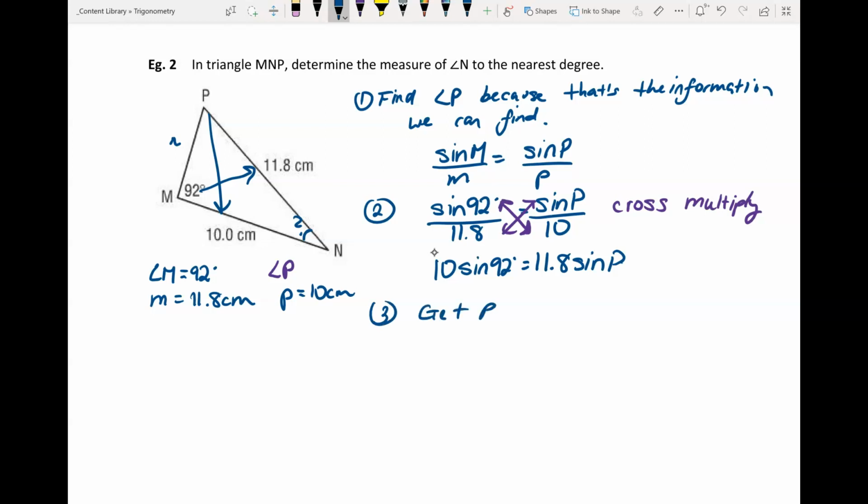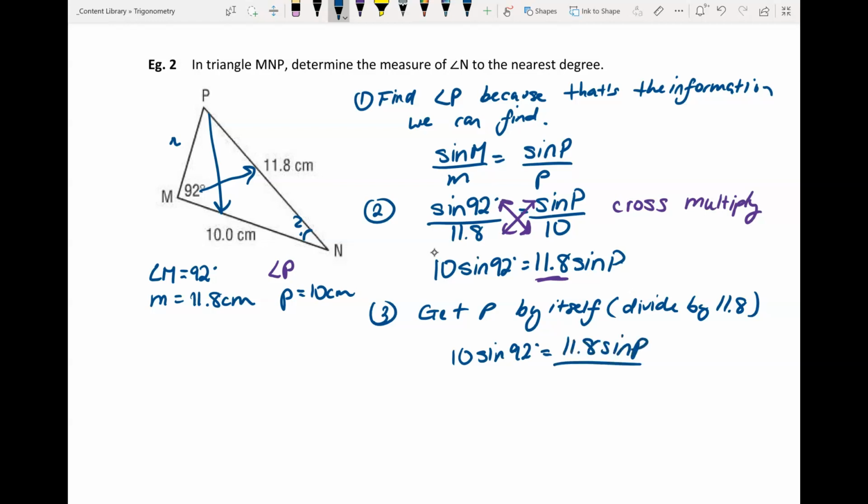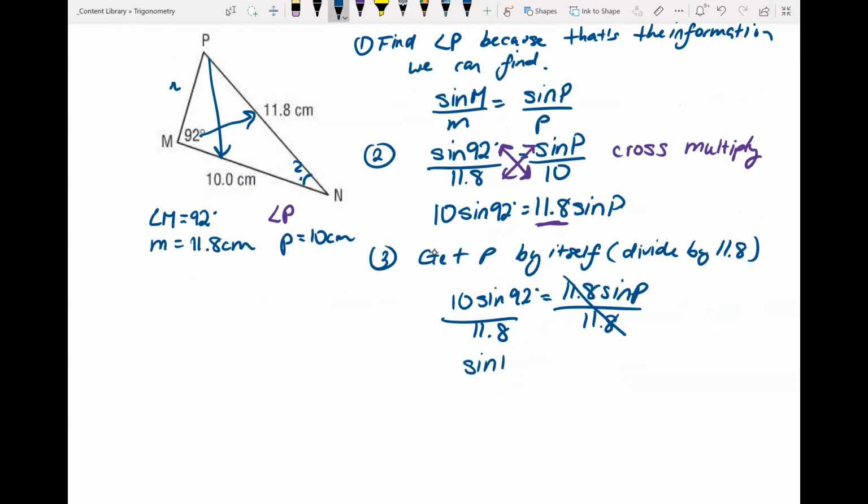We want to get P by itself. So in this case, I'm going to divide both sides by 11.8, and that's because there is a number here besides sine P, and I want to get P by itself. Because now this 11.8 divided by 11.8 is gone. So sine P then is equal to 10 sine 92 divided by 11.8.